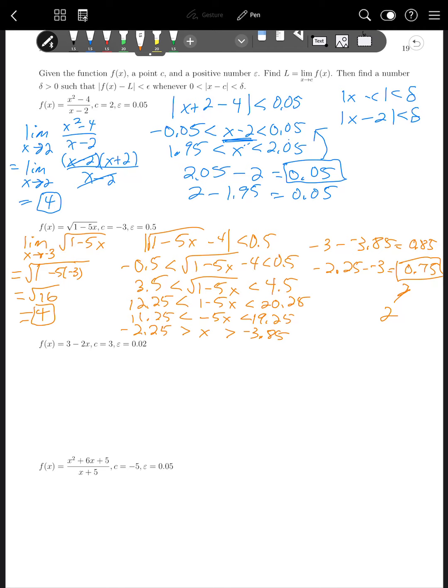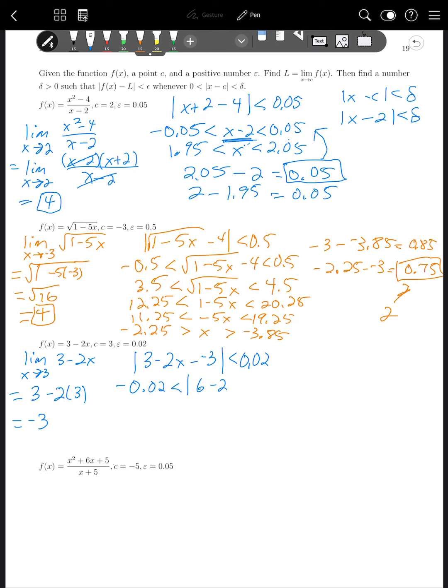Okay, now that you've tried these, let's go through them together. Start off by finding the limit. In this case, that's just plugging in the number. So that's negative 3. So this will be 3 minus 2x minus a negative 3 is less than 0.02. So that's negative 0.02 is less than, combine like terms, 6 minus 2x. Whoops, sorry, no absolute value there. 6 minus 2x is less than 0.02.